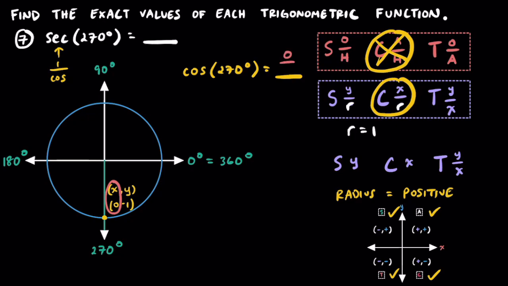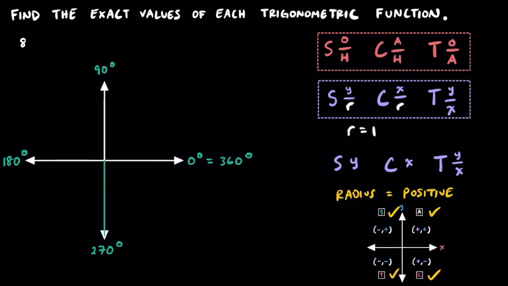And what is our r value? Well, the radius is, again, 1. So if we have 0 over 1, then this is just equal to 0. But if we were to find secant of 270 degrees, that would be the reciprocal of 0 over 1, and that would be 1 over 0. Right? And 1 over 0 is undefined, so we cannot actually find a specific value for that. So that's undefined.